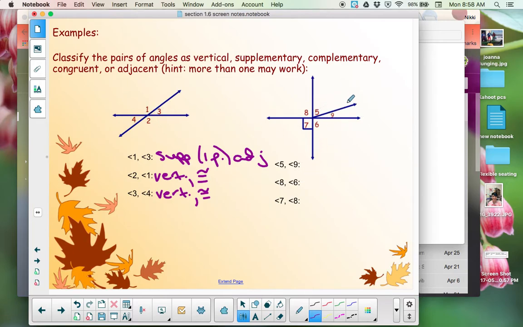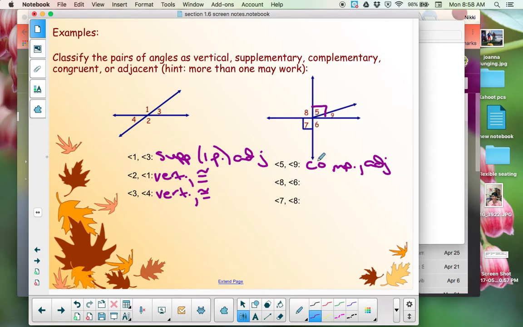In this picture, angles 5 and 9 are adjacent. They share a side, and they are complementary. So complementary and adjacent. 6 and 8, notice that this is a right angle. Angle 7 is a right angle, and they form a straight line here. So 8 would also be a right angle, and 6 would be a right angle. That's how we knew that 5 and 9 were complementary. If one of these is 90, then they're all going to be 90.